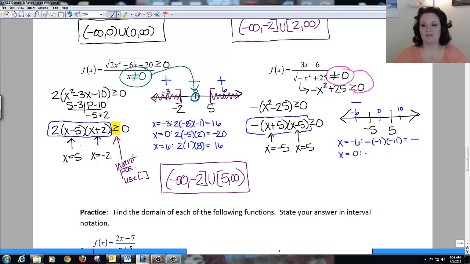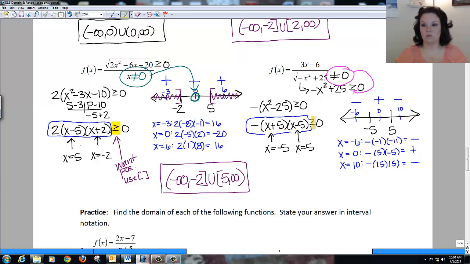When I plug in 0, I have that negative outside of my factors. 0 plus 5 is 5. 0 minus 5 is -5. So here I have 2 negatives, which makes this a positive interval. Okay. And when I test x equals 10, I have that negative weighting out front. 10 plus 5 is 15. 10 minus 5 is 5. Here I just have 1 negative, so that makes this a negative interval. Okay. Again, I'm looking for the positive intervals.